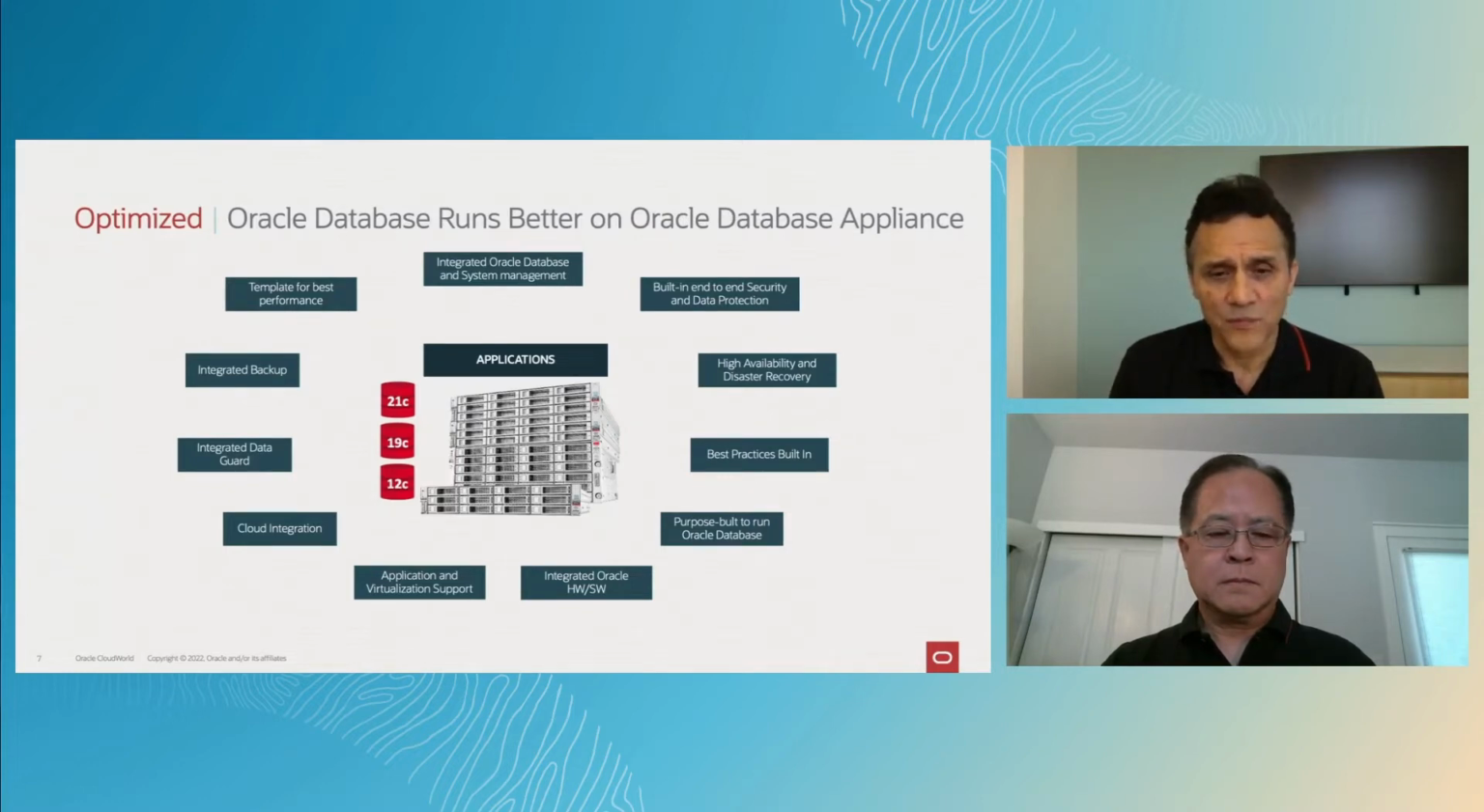Integrated Data Guard. With a single command, you can set up Data Guard between two Oracle Database Appliances to set up a disaster recovery environment. Also, if you want your applications to run close to the data, you can create virtual machines within our software. Or if you don't want the application and you just want to run the Oracle database in a virtual machine to manage your licenses, you can also do that. So these are just some examples of the optimizations that we've done, but there are more.